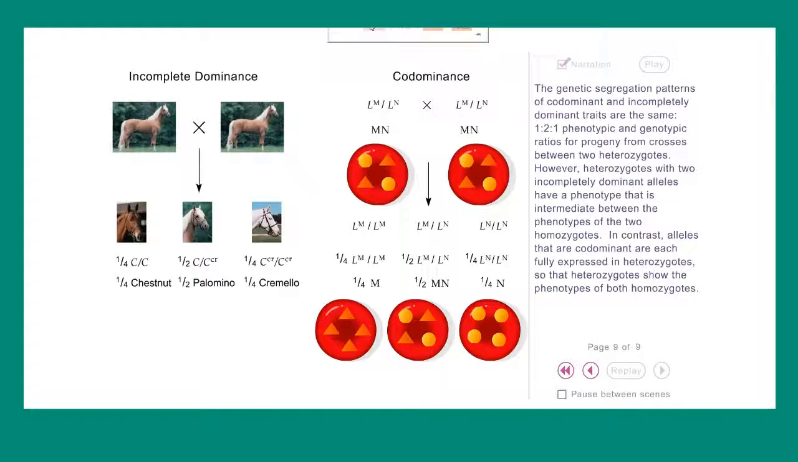The genetic segregation patterns of codominant and incompletely dominant traits are the same, 1 to 2 to 1 phenotypic and genotypic ratios for progeny from crosses between two heterozygotes. However, heterozygotes with two incompletely dominant alleles have a phenotype that is intermediate between the phenotypes of the two homozygotes. In contrast, alleles that are codominant are each fully expressed in heterozygotes, so that heterozygotes show the phenotypes of both homozygotes.